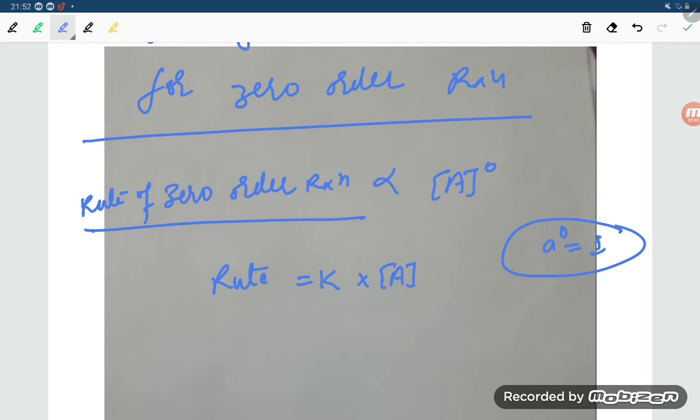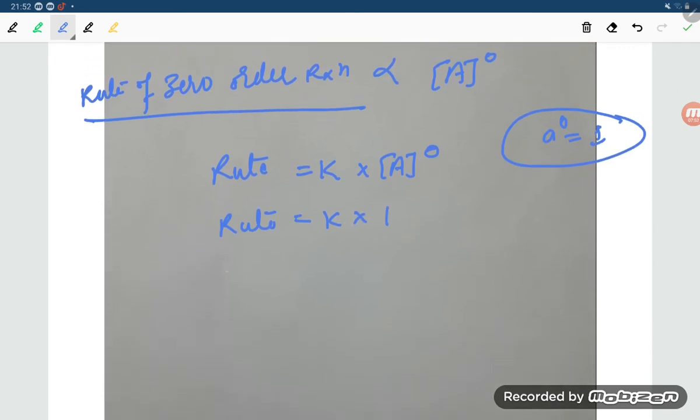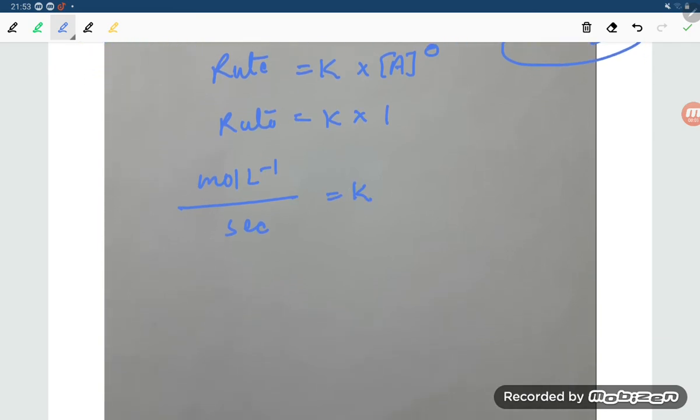So what we will be able to write, student, rate is equal to K into A power 0. So rate is equal to K into 1, because A power 0 means 1. So rate is equal to what, student? Mole per liter per second, right, student, is equal to K. So K is coming mole, liter inverse, and second inverse for the zero order reaction.